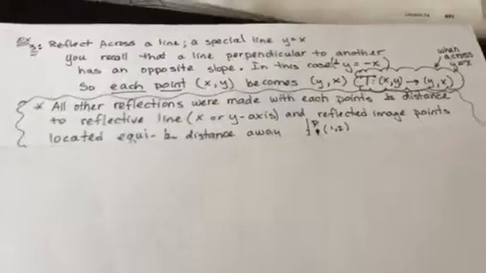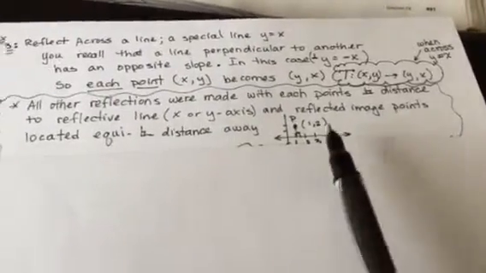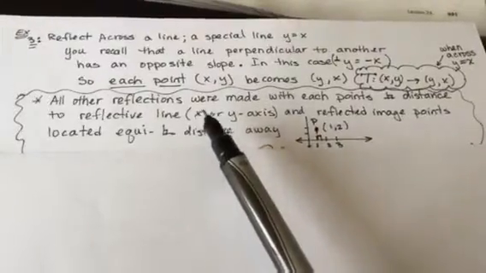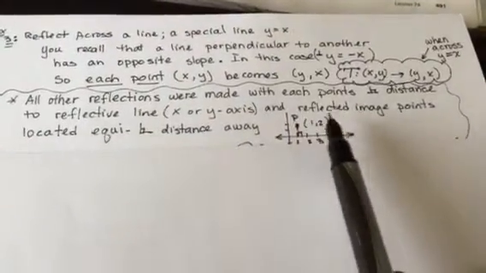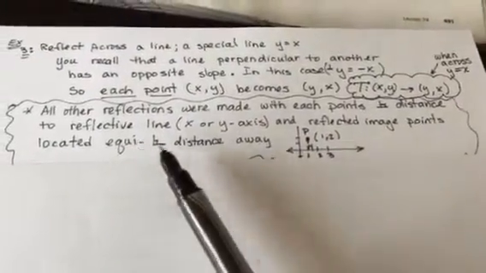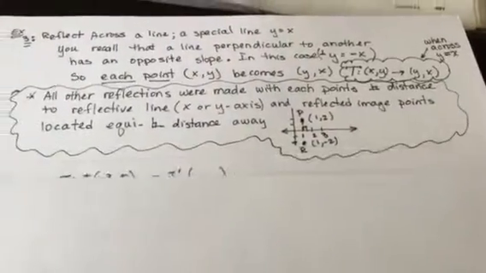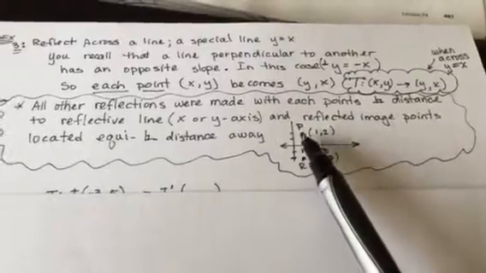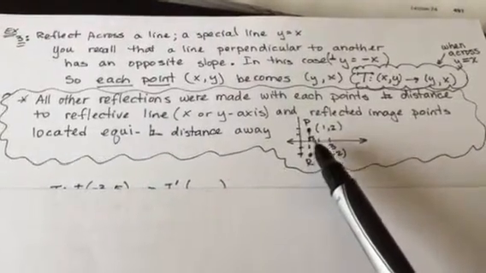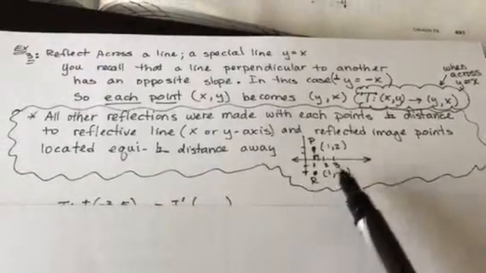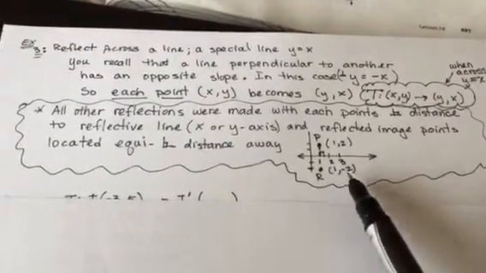All other reflections were made with each point's perpendicular distance to the reflective line, which was easy with the x and y axes. The reflected image points are located an equal perpendicular distance away also. For example, sketched out here, the point (1, 2). We go perpendicular down to the axis and 2 more further down. So (1, 2) changed to (1, negative 2).